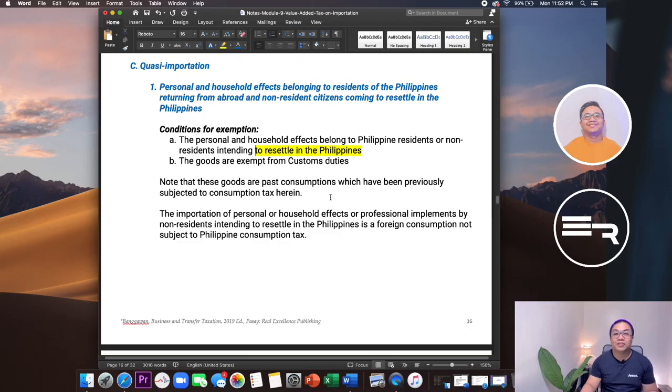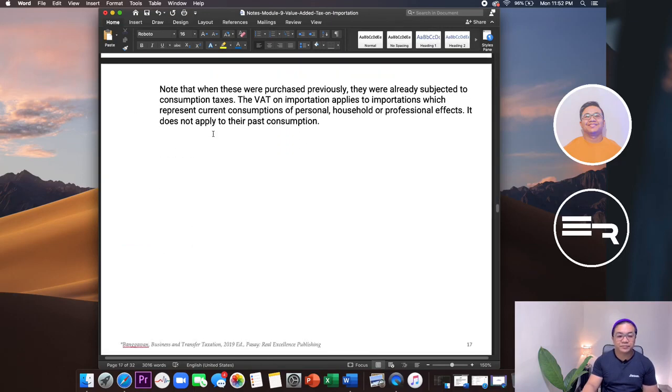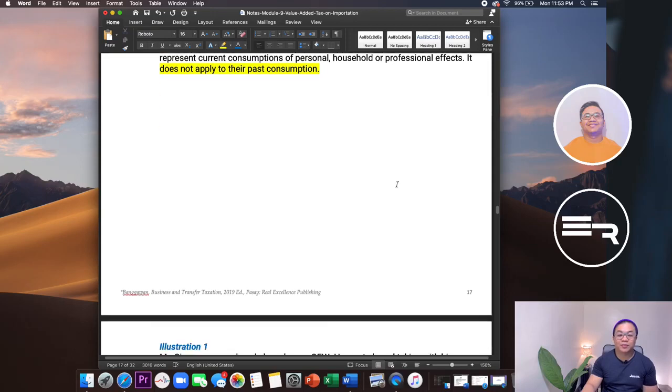Ayan. Note that these goods are past consumptions which have been previously subject na sa consumption tax. So, parang there's gonna be a double taxation na. Okay? So, yun yung purpose niya. The importation of household effects or professional implements by non-residents intending to resettle in the Philippines is a foreign consumption not subject to Philippine consumption tax. Okay. Kailangan lang i-note natin na yung mga purchase na to previously, were already subjected to consumption taxes. So the VAT on importation applies to importations which represent current consumptions of personal, household, or professional effects. It does not apply to this past consumption.